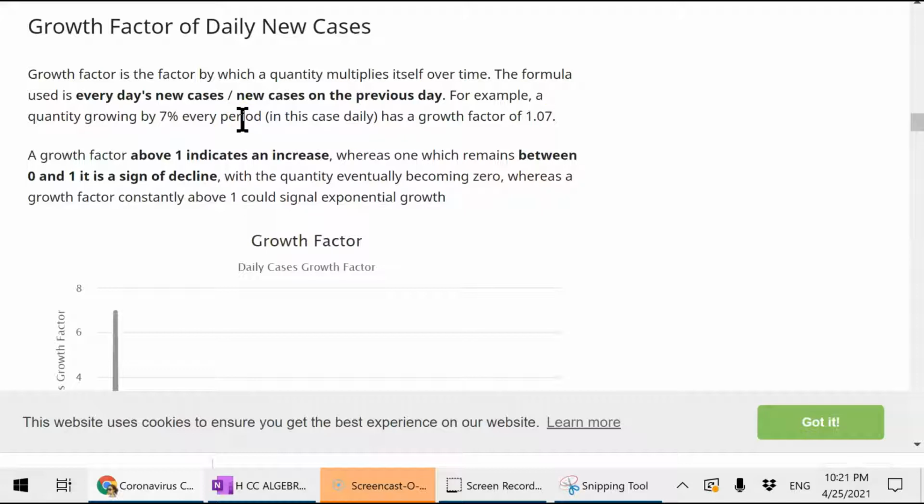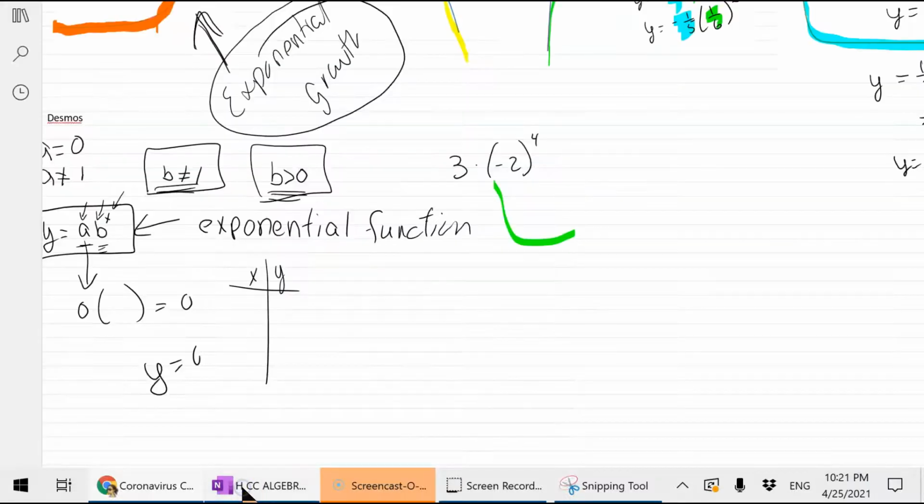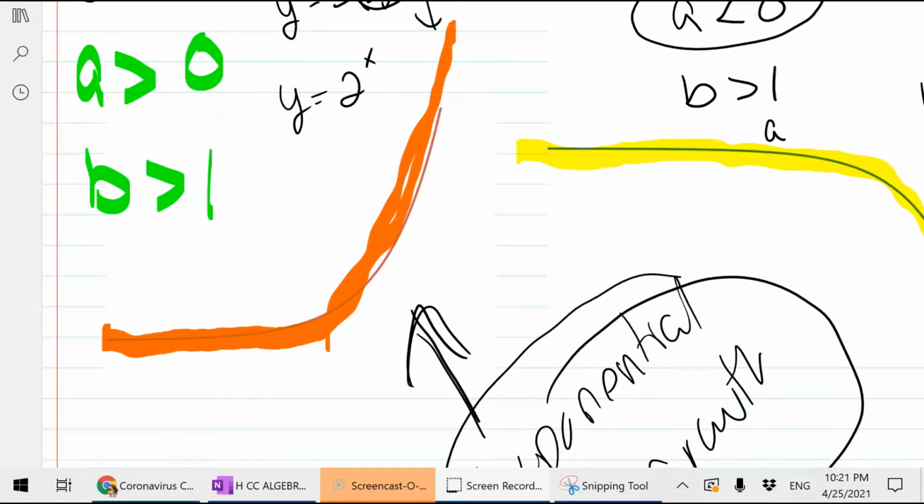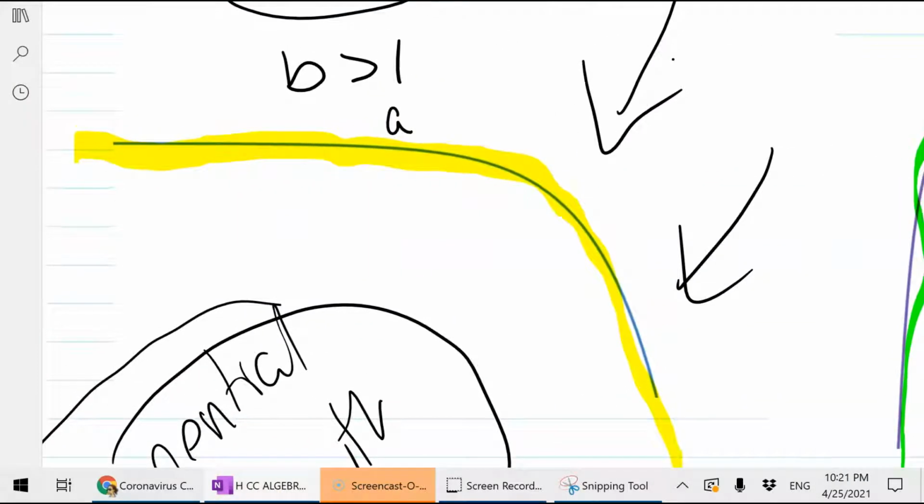So we didn't want it to increase. A growth factor above 1 indicates an increase, whereas a factor which remains between 0 and 1 is a sign of decline. So that's our decay factor. We want it to go down, and in that case, instead of having it grow, we want it to decay. We want it to go down.